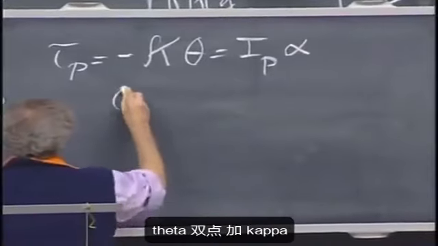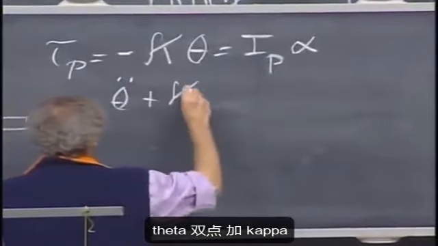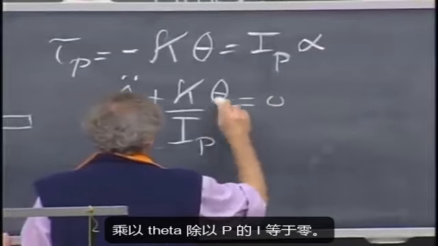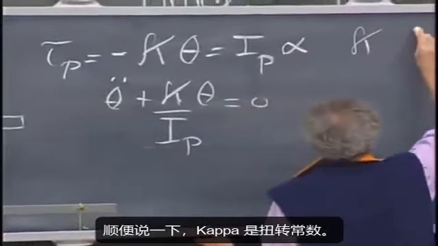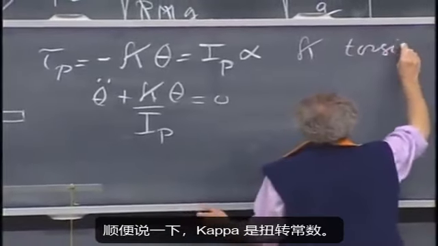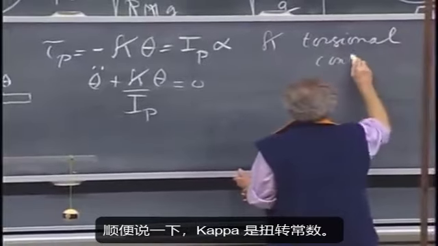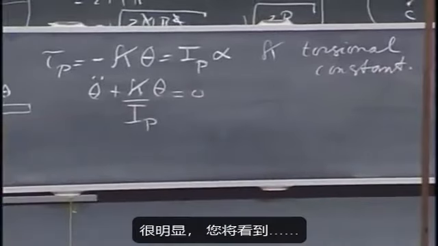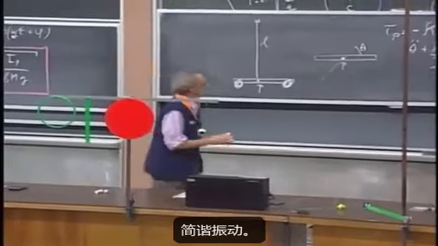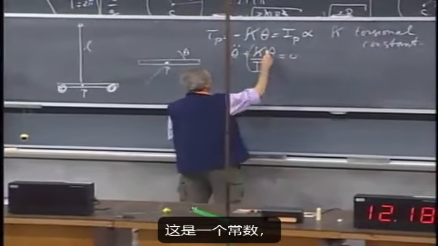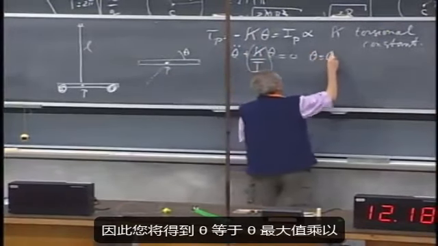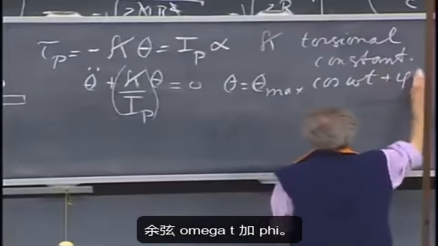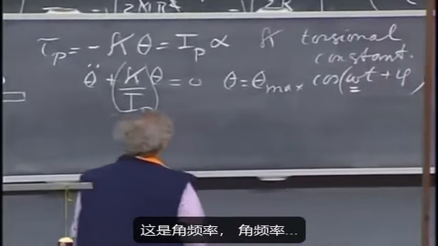So we're going to get that theta double dot plus kappa times theta divided by I_P equals 0. The kappa, by the way, is the torsional constant. So we have a differential equation. It's clear that you're going to see a simple harmonic oscillation. This is a constant. And so you're going to get theta equals theta maximum times the cosine of omega t plus phi. It's getting boring. This is the angular frequency.